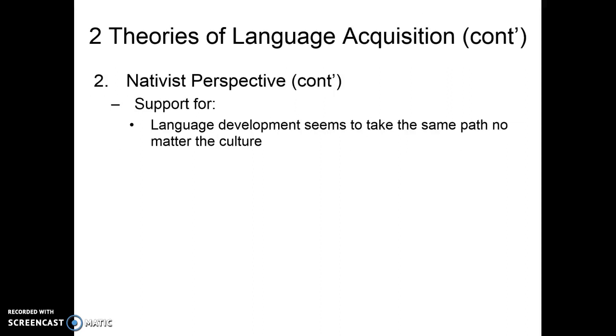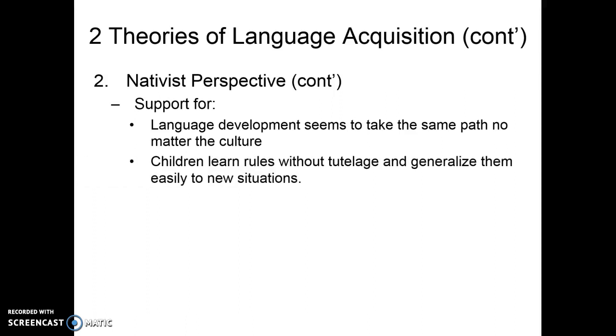All right, there's support for this idea. Language development seems to take the same path no matter the culture. So what that means is it doesn't matter which language you are learning, you tend to learn things in the same order. And we're not going to dig into that too deeply right now, but basically you're going to learn sounds, and you're going to learn one word, and then a 2-word phrase, and then you're going to keep building, and that is the same regardless of which language you're learning.